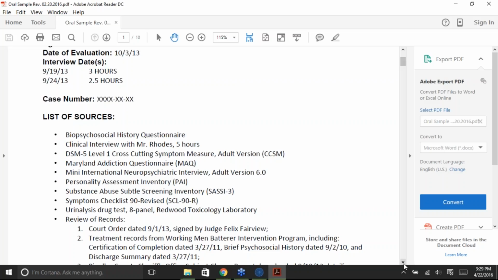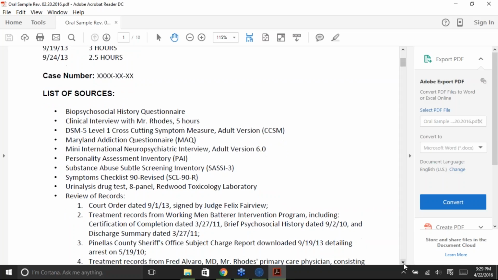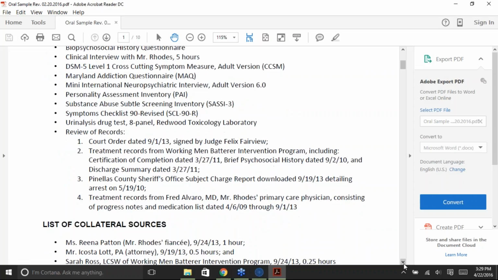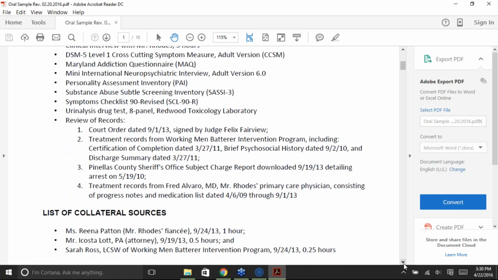But I did use the Maryland Addiction Questionnaire, the Mini International Neuropsychiatric Interview, which is a structured interview to help formulate a diagnosis. The Personality Assessment Inventory was administered, the Substance Abuse Subtle Screening Inventory 3, a symptoms checklist. I did a urinalysis drug test. And then I list the records that I reviewed and factored into my evaluation: the court order, treatment records from previous treatment experience, criminal history from the sheriff's office, and treatment records from the client's primary care physician.